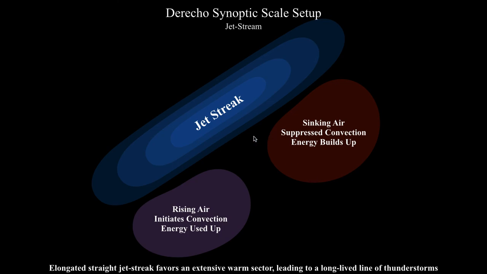And also, to get a long-lived windstorm, you want a nice broad warm sector, which is what an elongated jet streak structure will give you. Usually it'll give you a nice big area of warm, moist, and unstable air, which is ideally what you want for a long-lived thunderstorm event of some kind. So that's going to do it for this segment on the synoptic scale setup for a typical derecho event in the Great Lakes or the upper Midwest region.